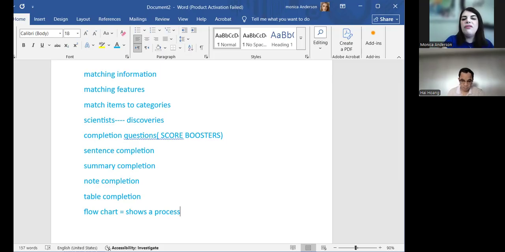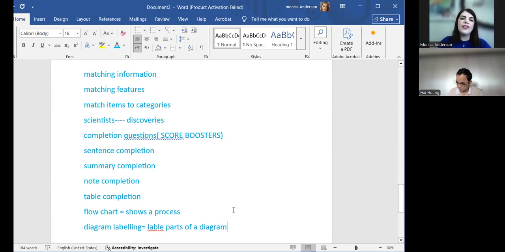And after that, finally we have diagram labeling. Again, this is just labeling parts of a diagram. And another one, the last one we can say, is short answer questions.